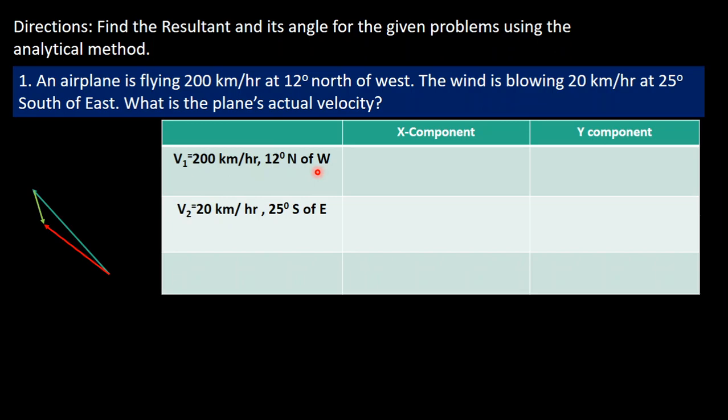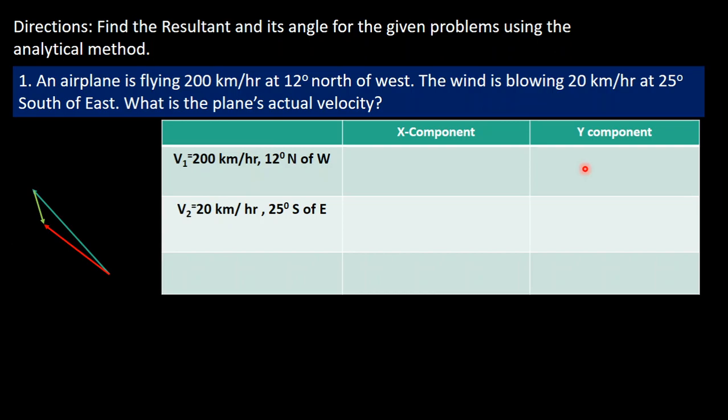Next, you have to draw a box like this one, with the vectors in the first column. I'm writing v here because the given is velocity. If it's force, then you have to write f. If it's displacement, you have to write d. And then on the second column, the x component of these velocities, and for the y component, that's in the third column.